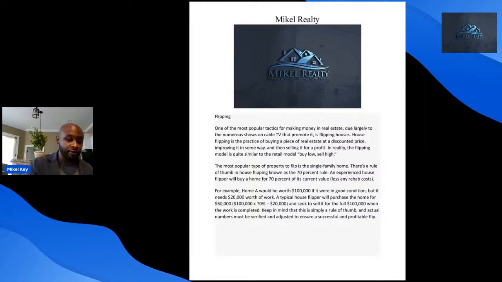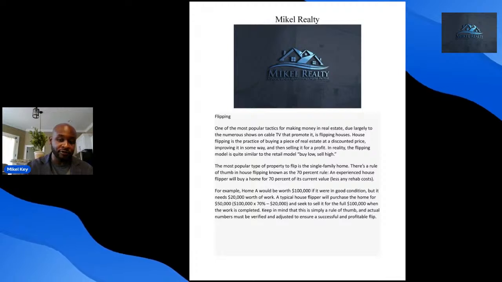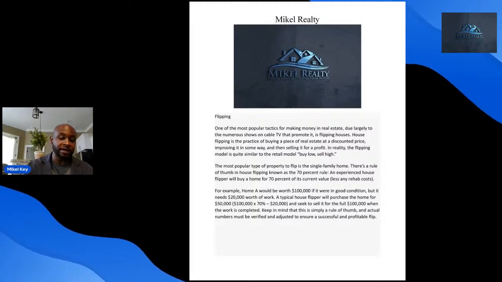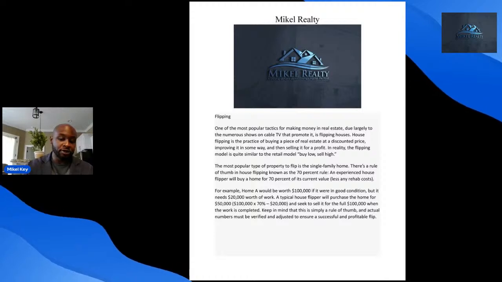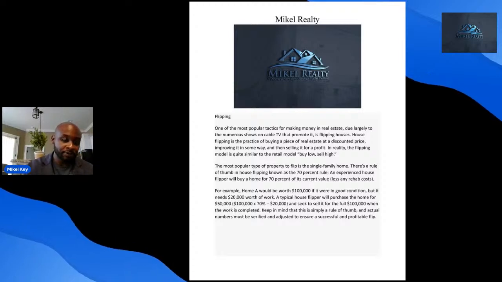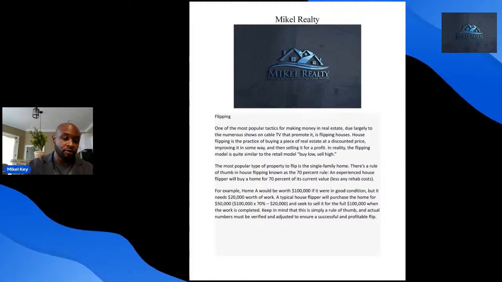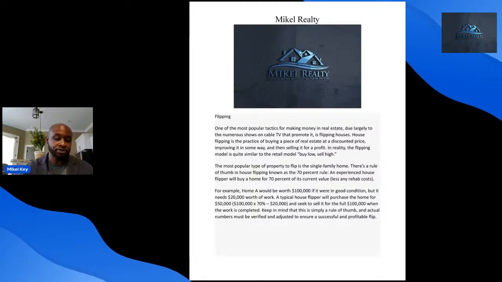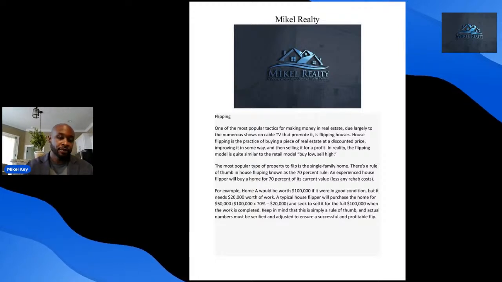Flipping houses is when you buy low and sell high. For example, home A would be worth $100,000 if it was in good condition, but needs $20,000 worth of work. A typical house flipper would purchase the home for $50,000 and put in the $20,000 worth of work. If you add 50 and 20, that's 70. I want you to keep in mind that with house flipping, there's a 70% rule. The 70% rule says that you should invest no more than 70% of the after repair value in the purchase price and the renovation cost. So if the house is worth $100,000, you should invest no more than $70,000 in that project.